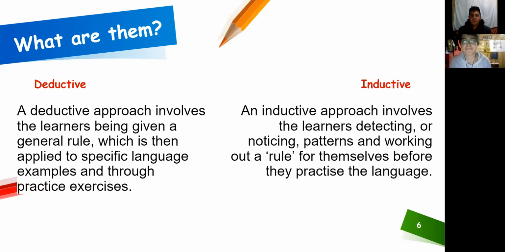Well, right here we have a definition of what is deductive teaching and what is inductive teaching. Basically, the deductive approach involves the learners being given a general rule, which is then applied to specific language examples and through practice exercises. So here, you are the one giving your students a rule. Versus the inductive approach, which involves the learners detecting or noticing patterns and working out a rule for themselves before they practice the language. Do you see the difference between the two of them, Danny?